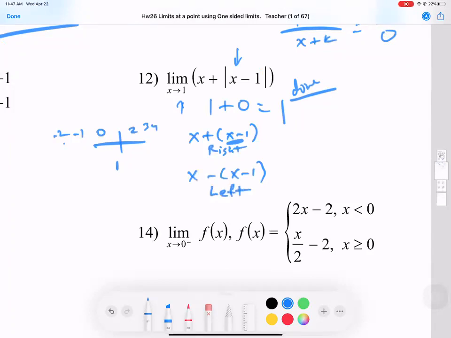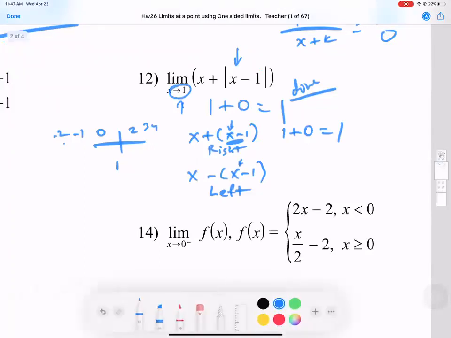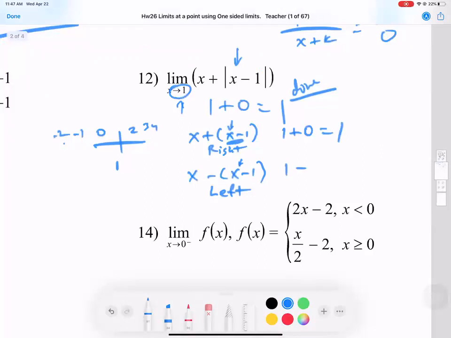Well, let's plug in 1 to see what happens there. If I plug in 1 here, 1 minus 1 is 0. So it's 1 plus 0 is 1. That's the right side. If I plug in 1 here, because remember we're trying 1, 1 minus 1 is also 0. Does the left and the right side look the same? It does. And it's our limit. It is equal to 1.